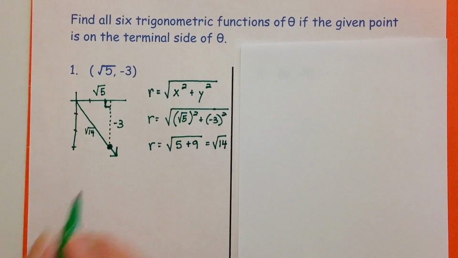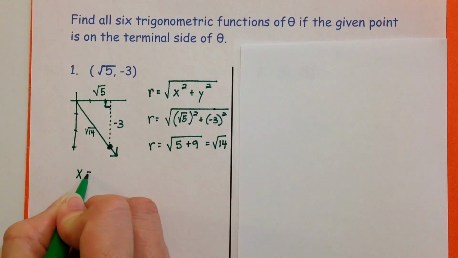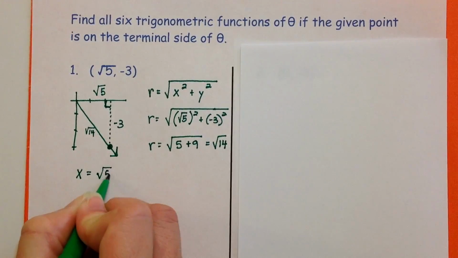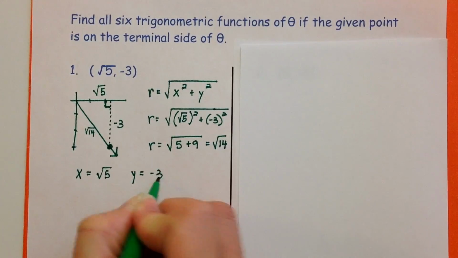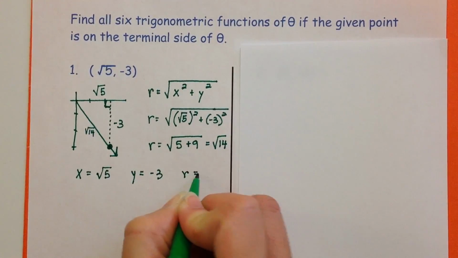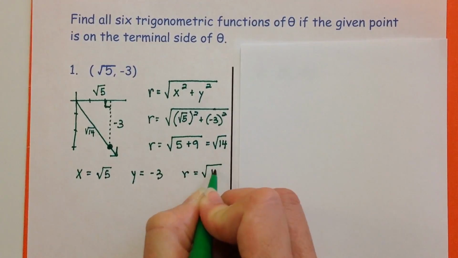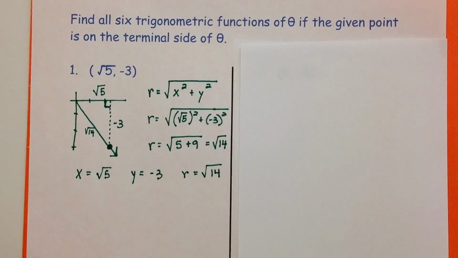Okay, so my x value is square root 5. My y value is negative 3. And my r value is square root 14. Okay. All right, so I started off with a picture. Actually, do I have to have the picture to work the problem? No, but sometimes some of you do better with a visual picture.